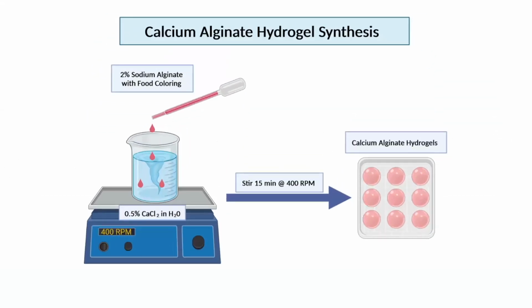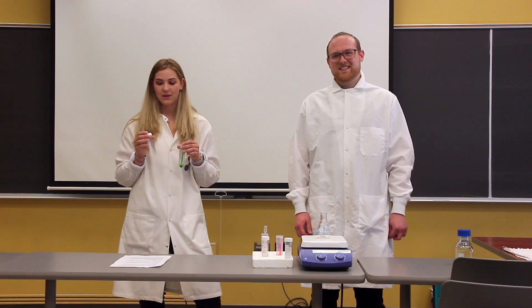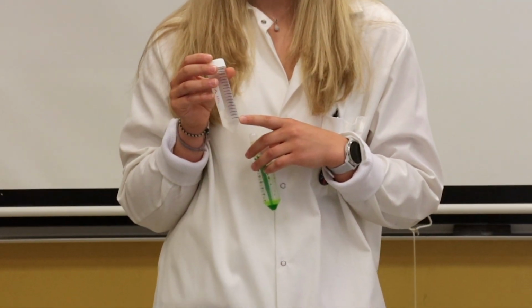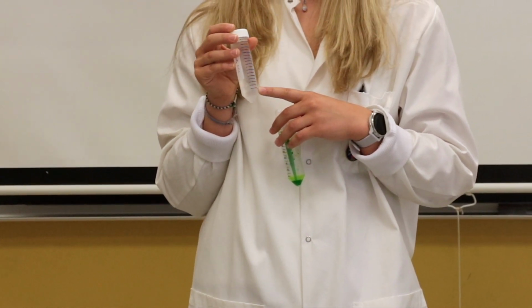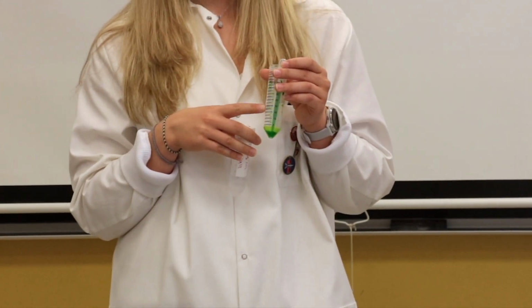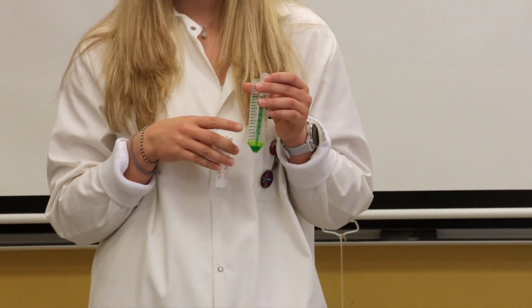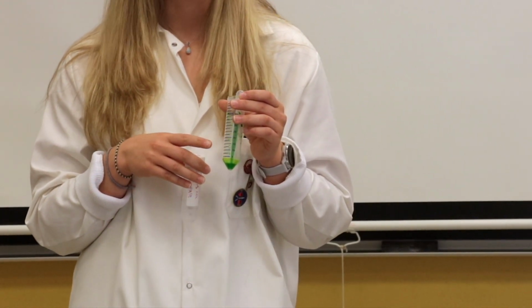Here's a schematic of the synthesis that we're about to show you. So George is going to be showing you how to make the sodium alginate hydrogel, but first I'm going to be introducing the 2 reagents we'll be using. So this is 0.5% calcium chloride solution in water, which is a type of salt, and this is 2% sodium alginate, which is a type of polymer made from brown seaweed.